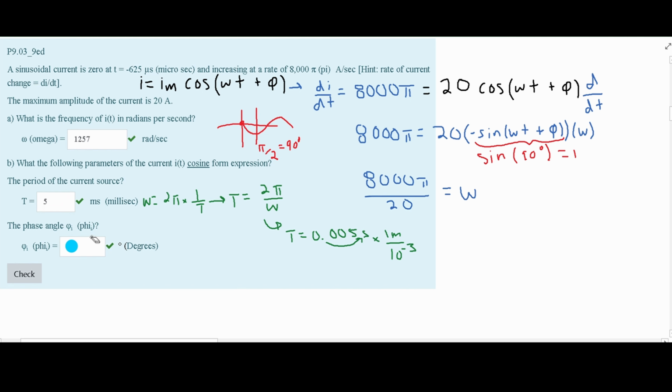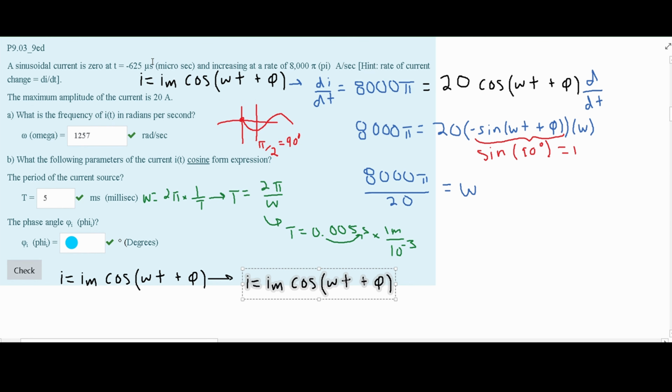Now we need to find the phase angle. For our phase angle, we are going to take this equation that we wrote out earlier right here, and then we are going to plug in the unknowns. In the first part, we are told that our current is 0 at our time here. So what we can do is replace this I out here with a 0, and we have our cosine. We're going to leave our I max, our cosine, and our omega. What we are going to replace here is the time now, and it's going to be negative 625 times 10 to the negative 6. That is our new time.